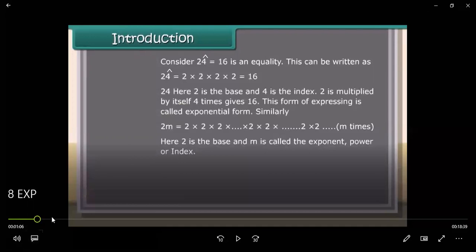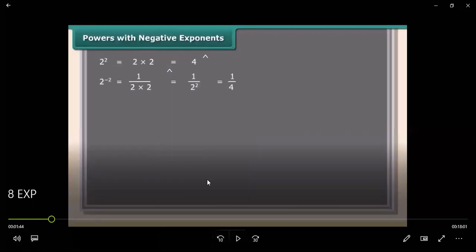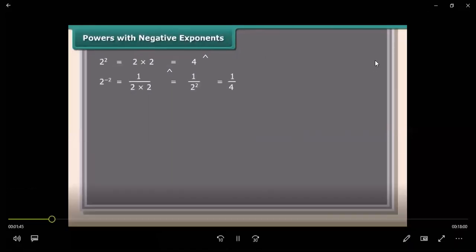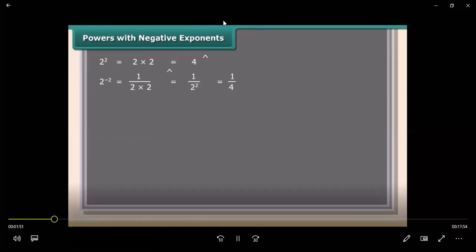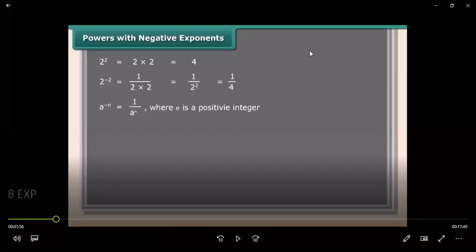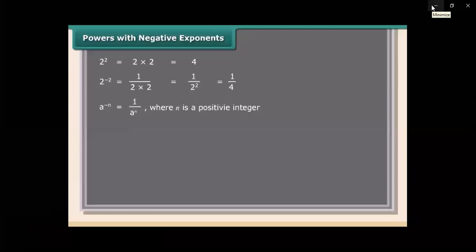So let's take a few more examples regarding this. For example, if you are writing 2 raised to the power 2, we can easily express it as 2 into 2, that's equal to 4. Next, the example is 2 raised to the power minus 2, which comes under the concept of powers with negative integers. If it is a positive integer, for example 2 raised to the power 3, then we get 2 into 2 into 2, that's equal to 8. We have discussed it previously also.